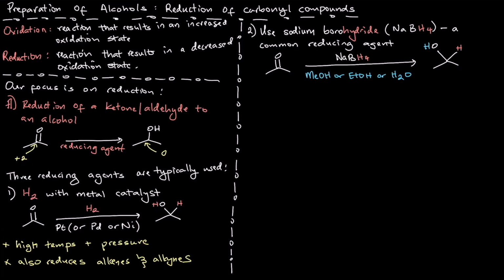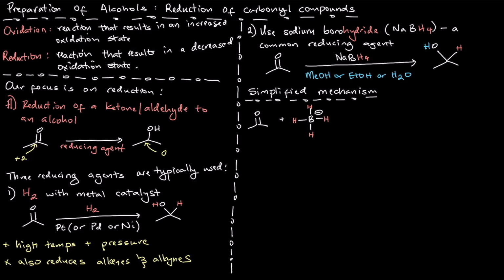the reduced alcohol, 2-propanol. So note in this case that the hydrogen that adds to the carbon actually comes from the borohydride, and then the hydrogen that adds to the oxygen comes from the solvent itself. So let's propose a mechanism for this reaction.